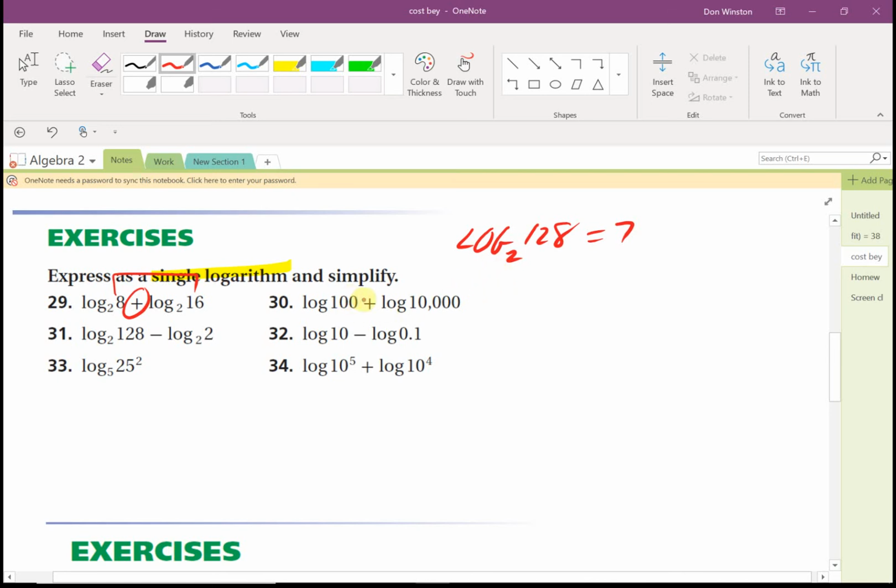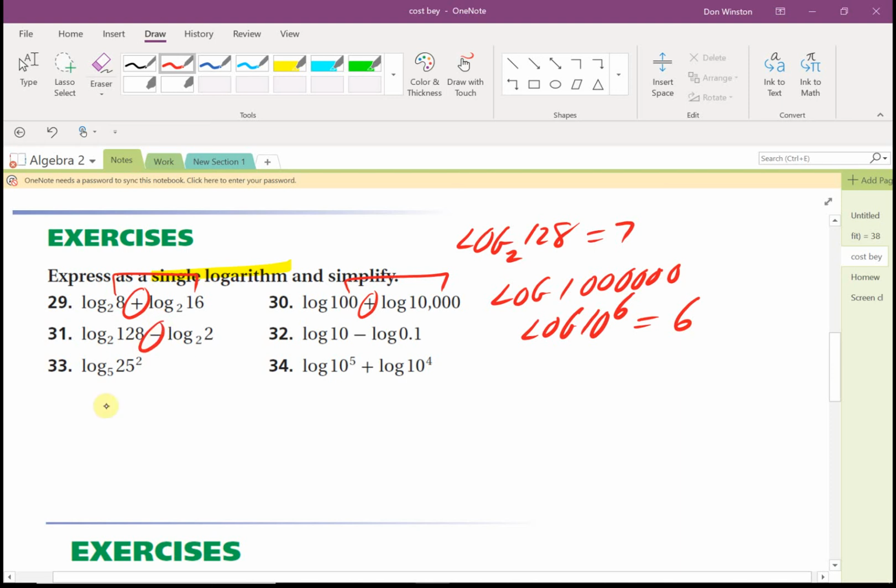Number 30, we have addition, so we have to multiply, so that would be log base 10. I have 2 zeros and 4, so that will make 6. 1, 2, 3, 4, 5, 6, or log base 10 raised to the 6. Using inverse properties, so that's just equal to 6.